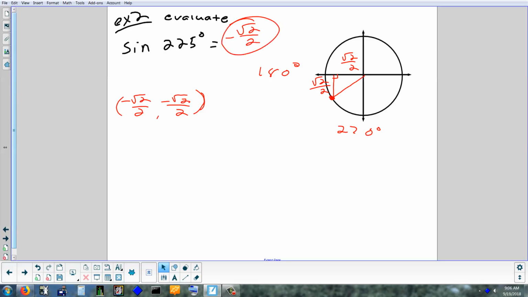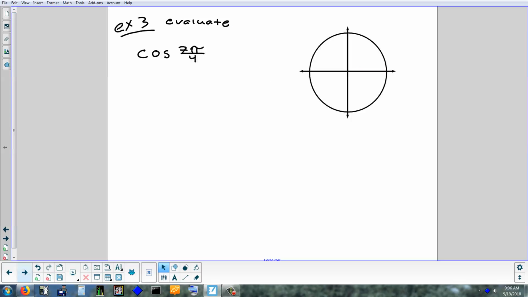Okay, so we've done a 45-degree angle in quadrants 1, 2, and 3. Let's try this one. Cosine of 7 pi over 4. Now, that's one you might not recognize right away in your head. So, Mike, if I don't recognize what 7 pi over 4 is, how can I change it to degrees? 180 over pi. Yep. Multiply by 180 over pi.